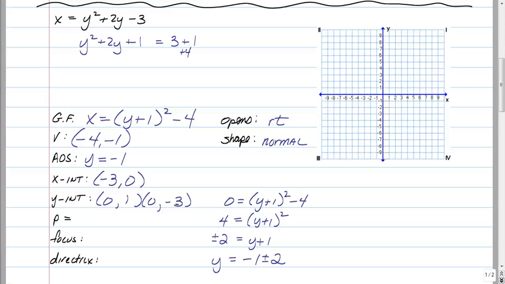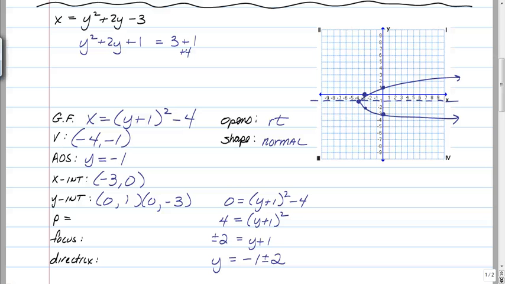So let's graph this. Our vertex is at negative 4, negative 1. Our x-intercept is at negative 3, comma 0. And we have our y-intercepts of 0, 1, and 0, negative 3. Now, when have you ever graphed a parabola with 2 y-intercepts before? And the answer is, until now, you probably haven't. And of course, don't forget your axis of symmetry. It is a horizontal line this time because the axis of symmetry splits a parabola in half. So if the parabola is opening sideways, your axis of symmetry has to go sideways.